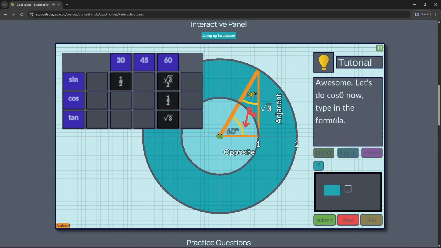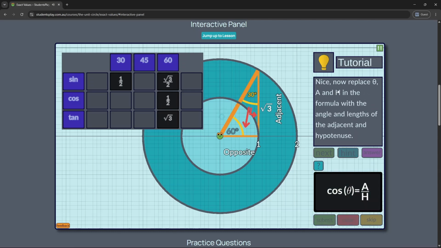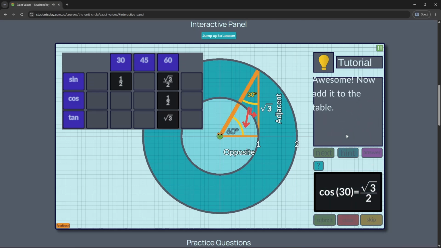Let's do cos theta now. Type in the formula. Cos theta equals adjacent over hypotenuse. Nice. Now replace theta, a, and h in the formula with the angle and lengths of the adjacent and hypotenuse. Okay, so theta is 30. Adjacent is square root of 3. And the hypotenuse is 2. Cool. Add it to the table. Square root of 3. And again, if we type the over straight away, it's going to be inside the square root still. So make sure we go to the right and go over 2.